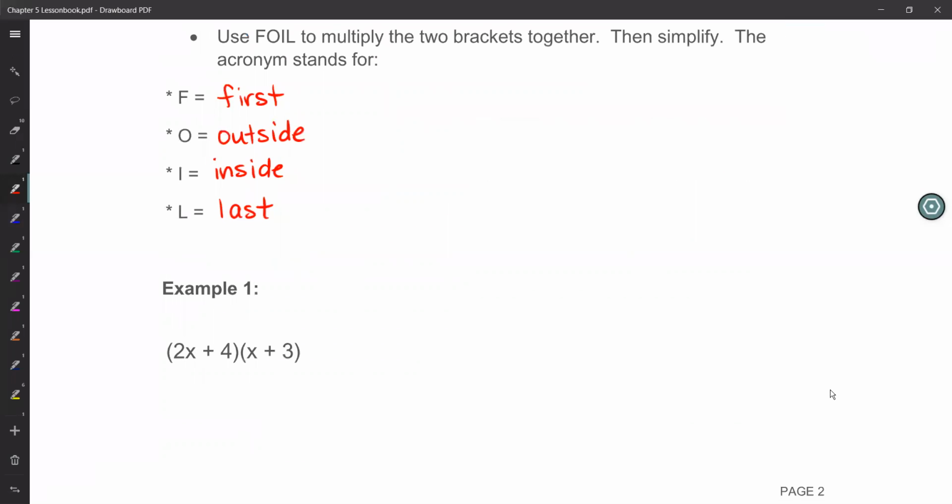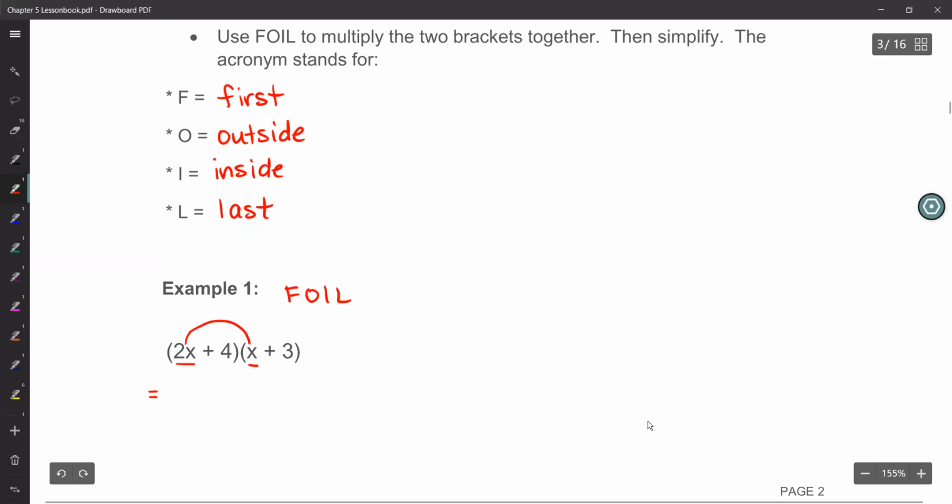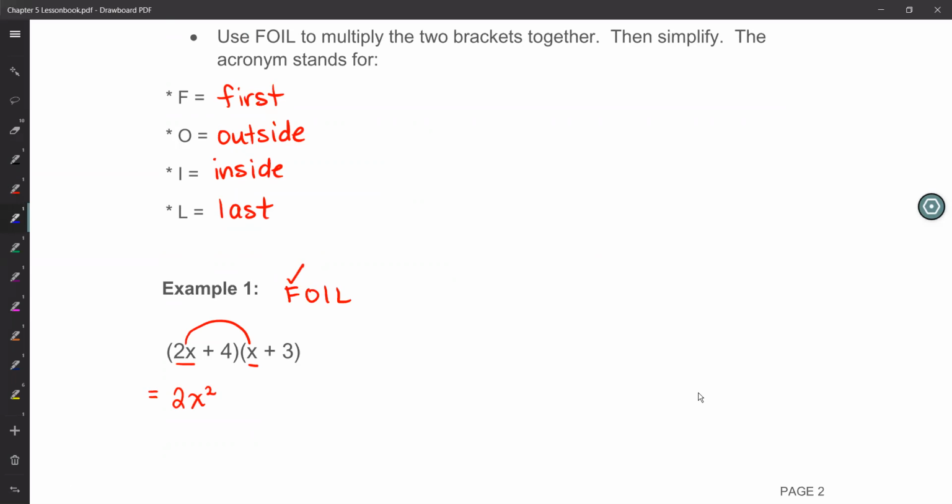So when we do FOIL, basically FOIL is telling us we are going to multiply the first terms in each of the brackets. So the first terms in each of the brackets would be 2x times x, which gives us 2x squared. Okay, so that's firsts. The next one is outsides. So the outside terms are essentially the terms that are on the outsides of the brackets. So I'm going to do 2x times positive 3. And that's going to give us positive 6x.